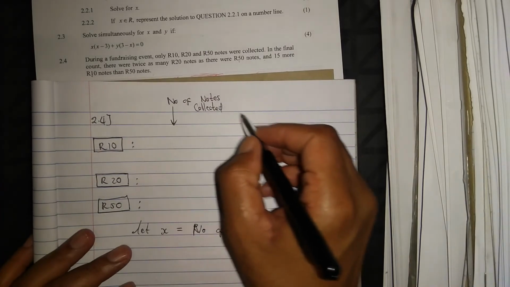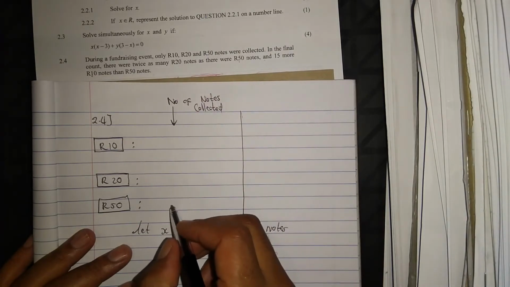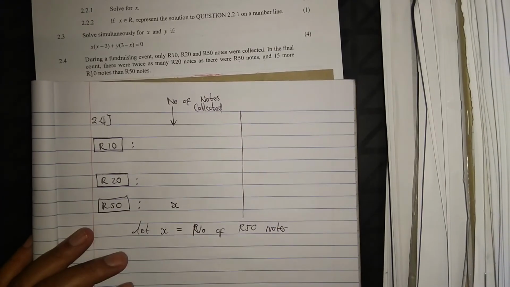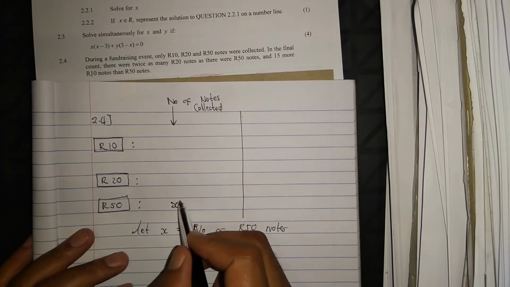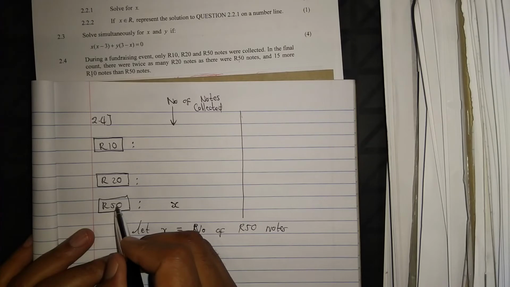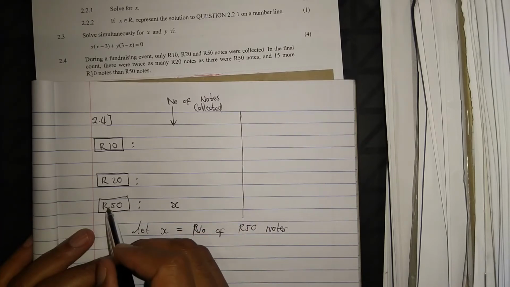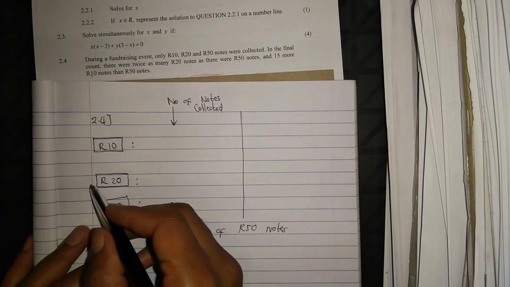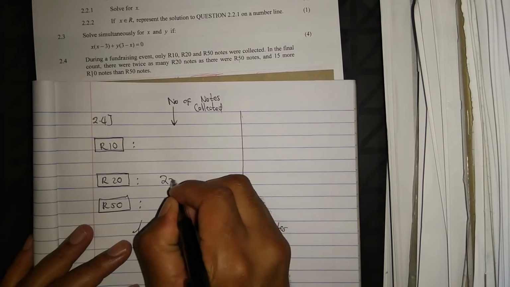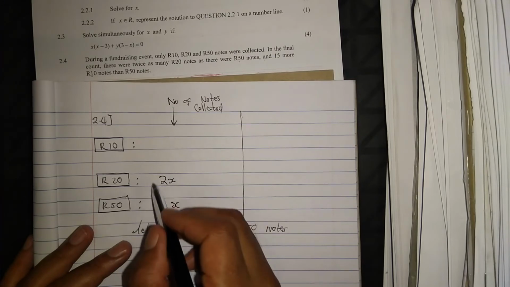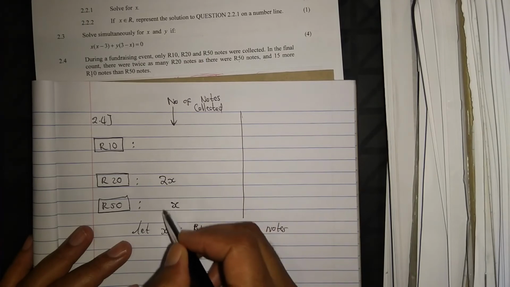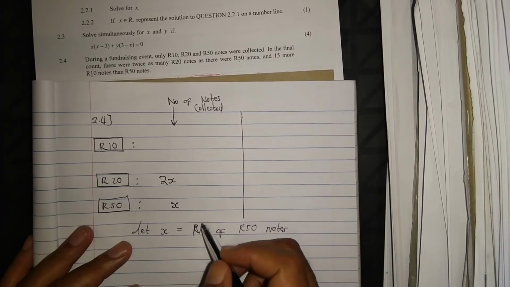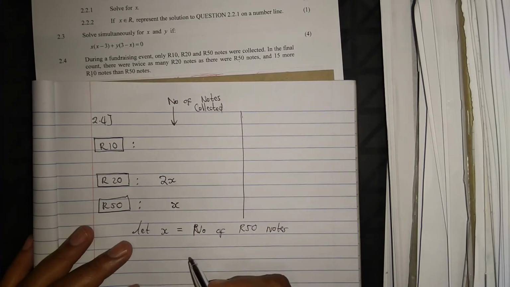So the number of notes collected for 50 rand is actually x. Let x be equal to the number of 50 rand notes collected. So x notes for the 50 rand were collected. Since for the 20 rand notes, twice as many were collected, the number of notes for 20 rand is 2 times the number of notes for 50 rand. So for 20 rand, it is 2x.